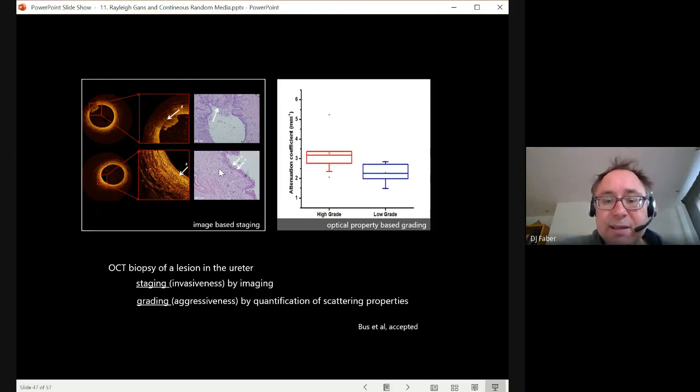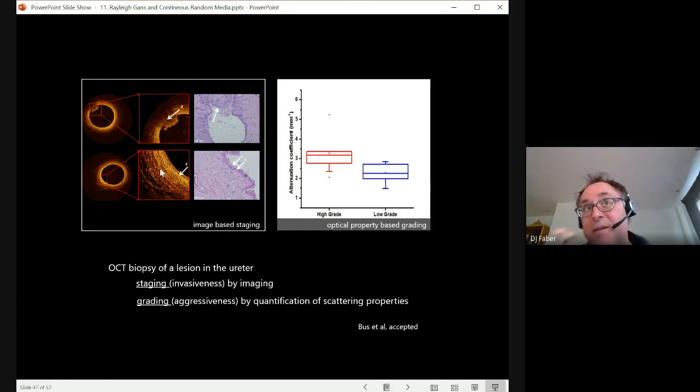Okay, so staging, the stage of a tumor, is its invasiveness. A higher stage means that it has grown deeper, and the highest stage means that it has actually passed this basal membrane.